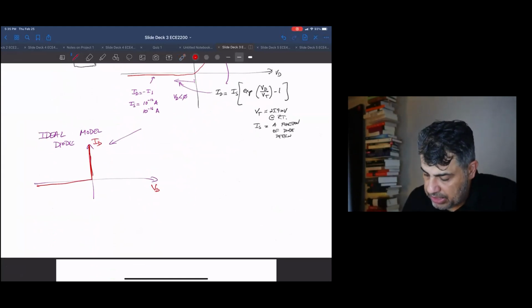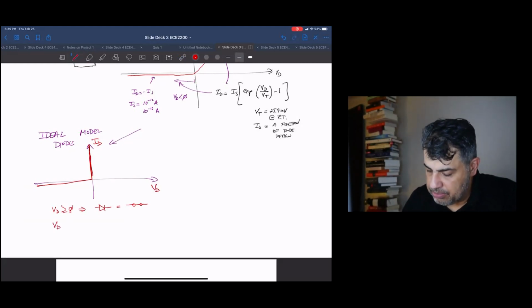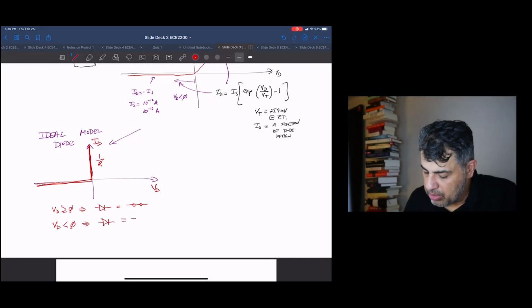And so in this case, when VD is greater than or equal to 0 volts, then the diode looks like a closed switch. Anything out here looks like a closed switch. Remember, this slope of ID versus VD is the slope of 1 over R. So when the slope is infinite, it means R is 0. R is very small. And out here, where VD is less than 0, the diode looks like an open circuit, an open switch. So this is R of diode equal to 0, and this is R sub diode equal to infinity.